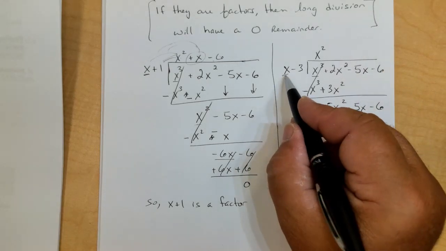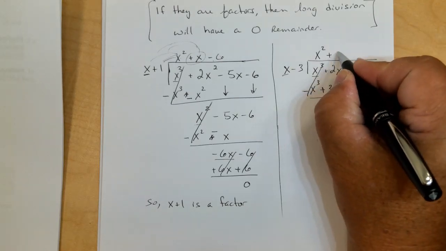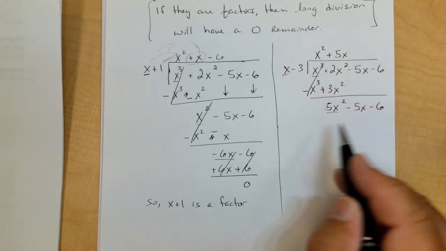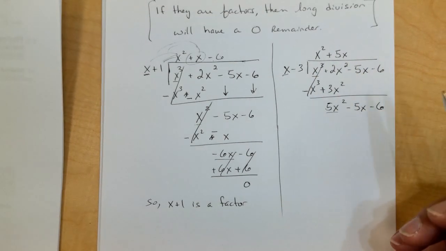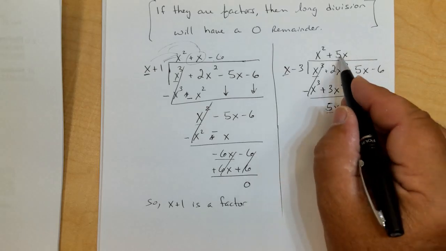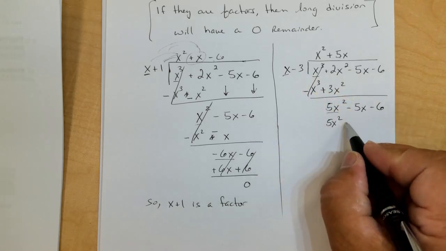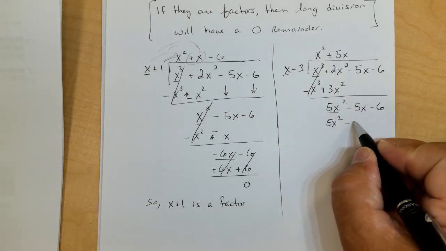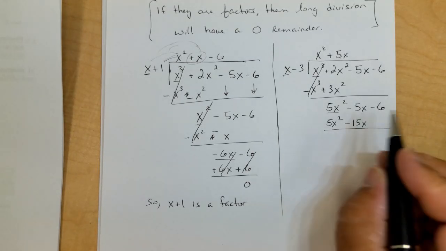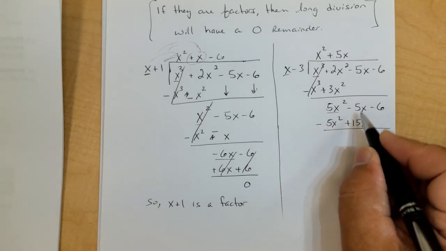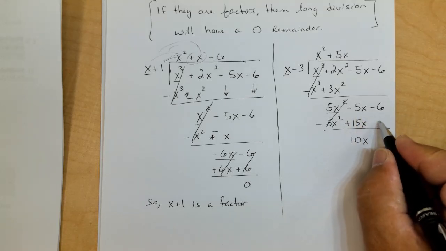Repeat the process. What times x gives me 5x squared? A positive 5x. Because if you just put 5x there, it's just x squared 5x. It has to be an equation. Signs are very important. 5x times x is 5x squared. Positive times negative is a negative. 5 times 3 is 15x. Change the signs and add. It's 10x.